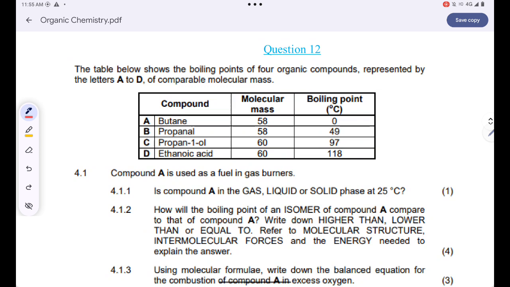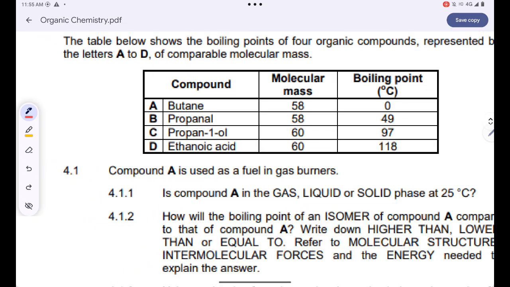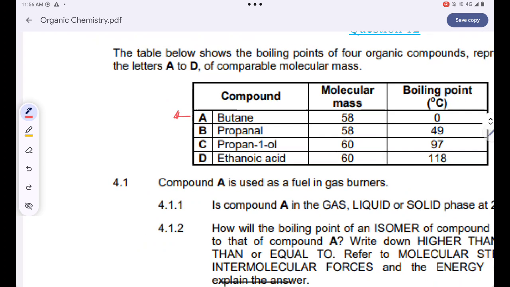We are told that the table below shows the boiling points of four organic compounds represented by letters A to D of comparable molecular mass. Compound A is butane, and the types of intermolecular forces that exist with butane are London forces, or dispersion forces. Then compound B, we have propanol. Propanol is an aldehyde, and aldehydes have dipole to dipole forces.